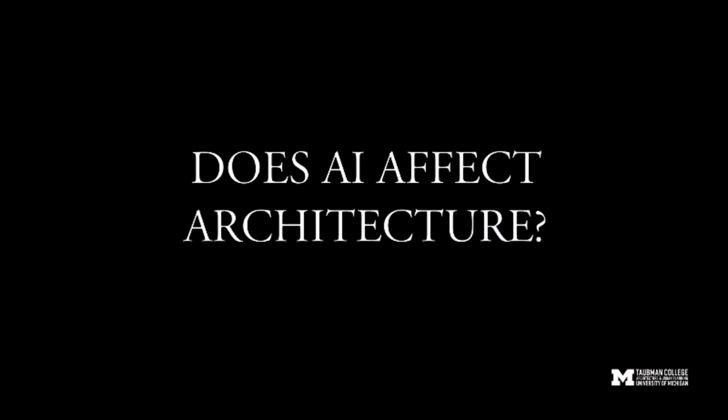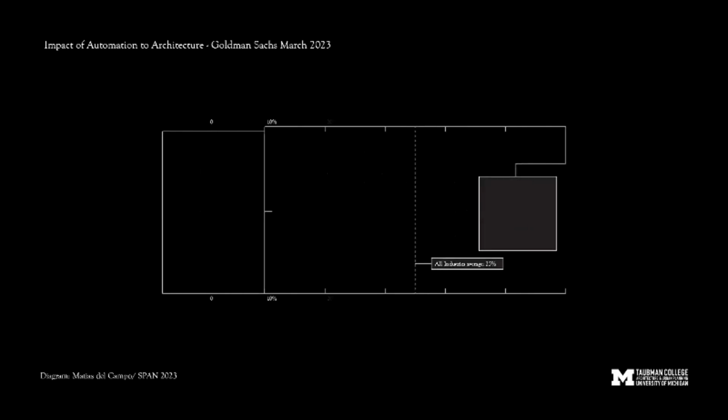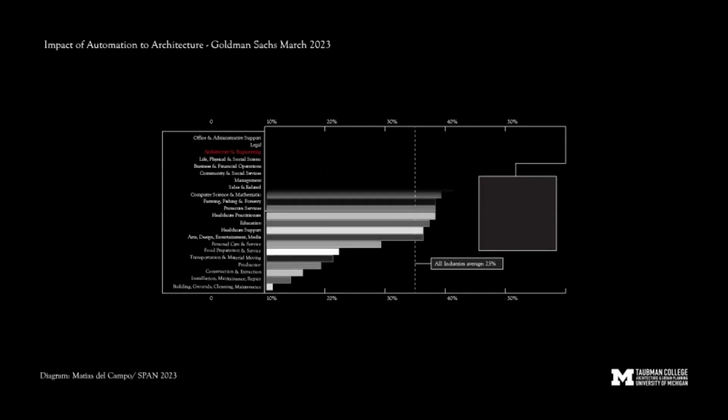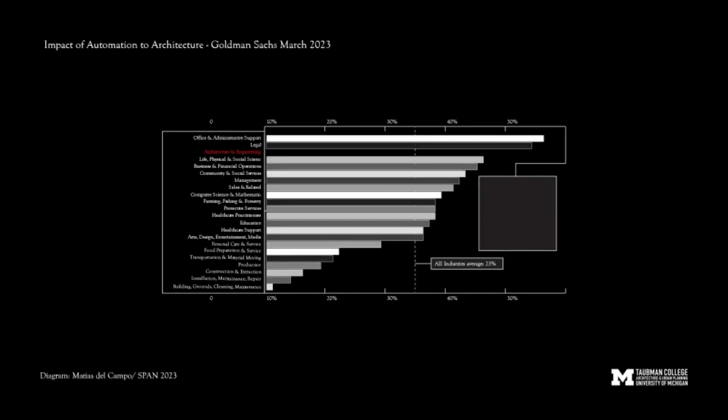Well, let's see. This is a diagram published by Goldman Sachs in March 2023. It shows a selected number of areas of production, reaching from the build industry to healthcare, to management, to business, and so on, including architecture and engineering. This is a prediction model over the next decade.